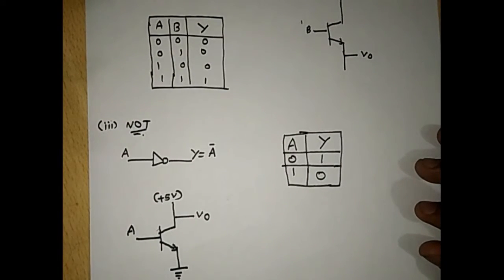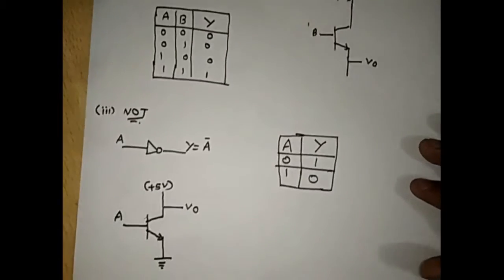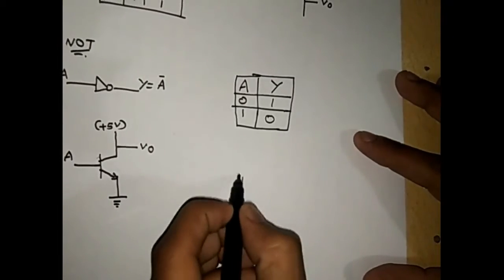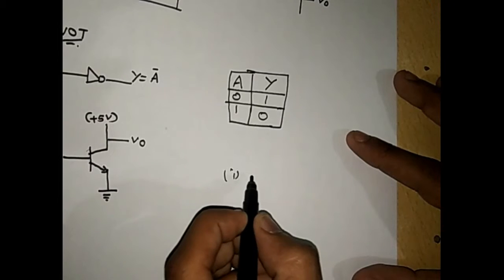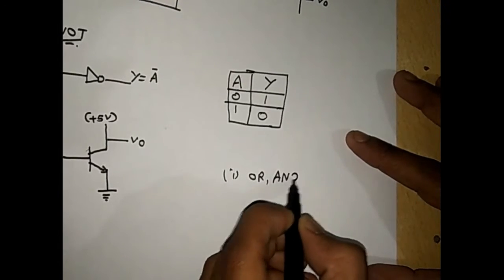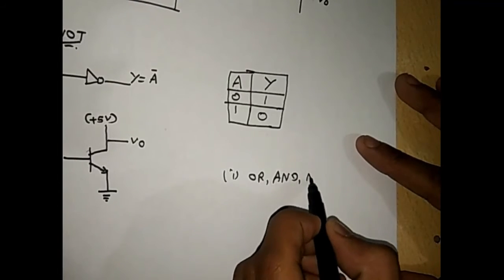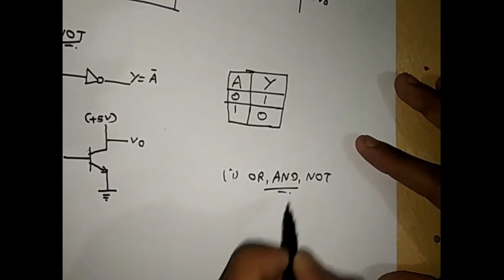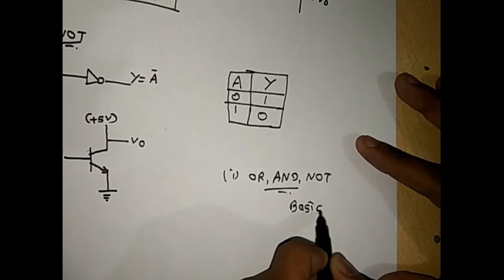Okay, so in this video we learned about the first 3 basic gates, that is the OR gate, the AND gate, and finally the NOT gate. These are our basic gates.